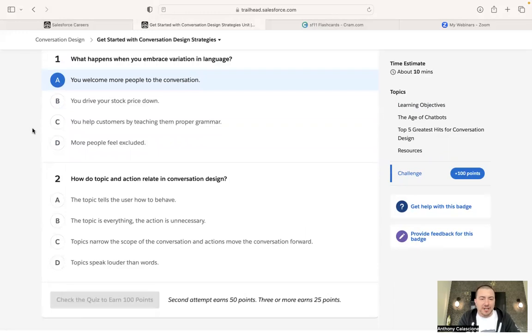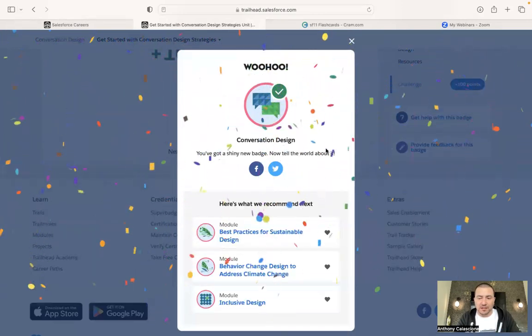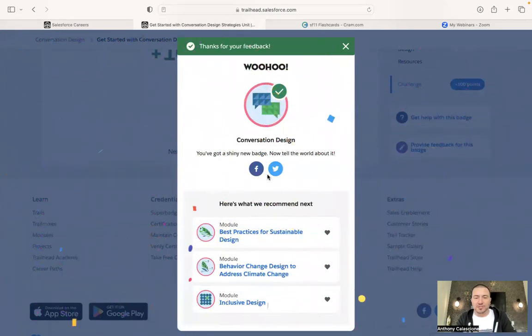How do topic and action relate in conversation design? The topic tells the user how to behave. The topic is everything, the action is unnecessary. Topics narrow the scope of the conversation, actions move the conversation forward. Topics speak louder than words. I mean, if I don't get both of these right, I don't even want to say the answer out loud. That was just silly.